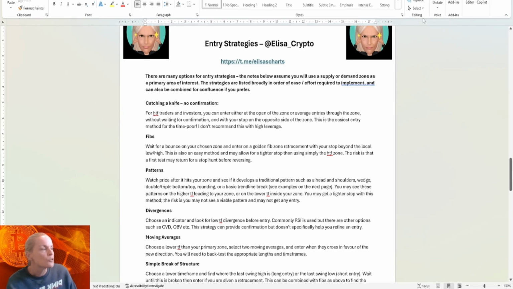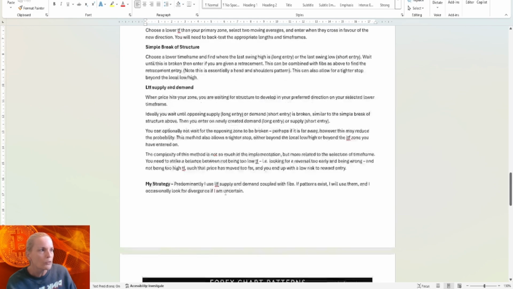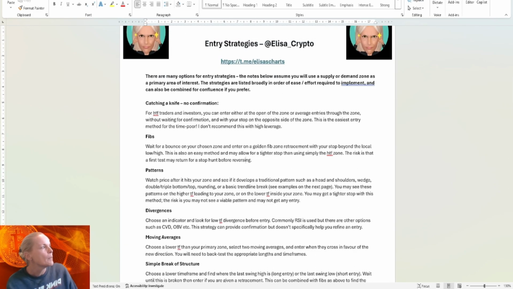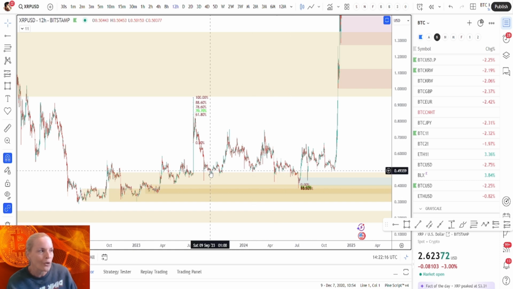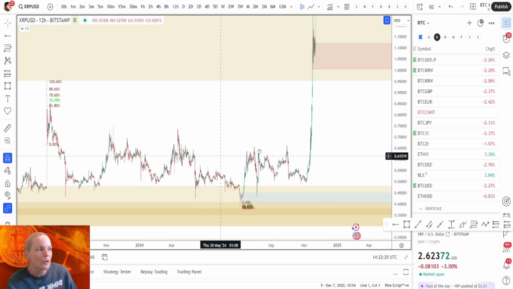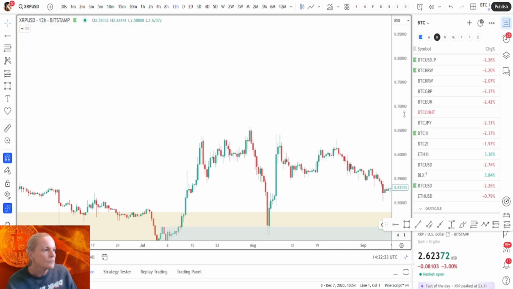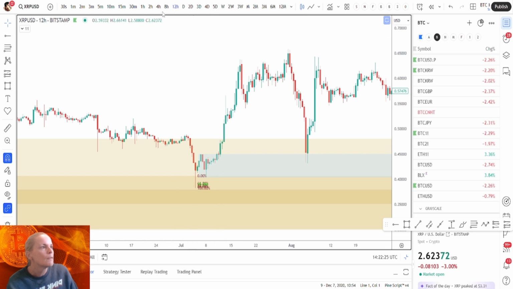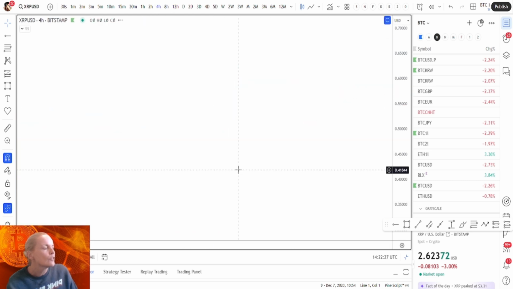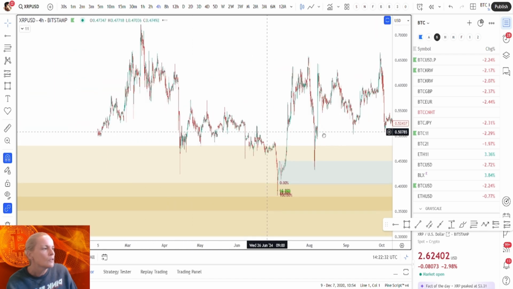Patterns is another option, and so I pasted just a picture of some pattern examples, and this is probably going to be a bit harder to find. I use this myself a lot less, but it's something you can use. Trend lines are obviously one of the more common ones. So let's see here if this gives any decent pattern as an example.